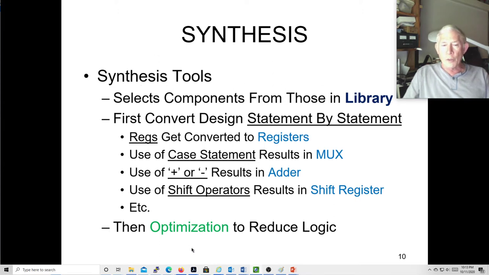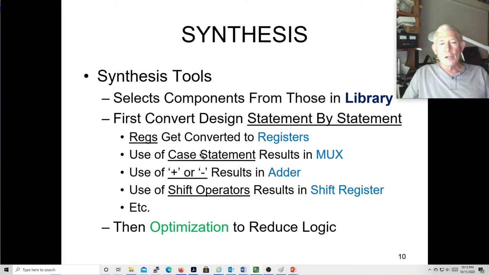So, going through the steps. The first step is to convert the design statement by statement. And here are some of the conversions that happen. All your registers get converted to registers. Your case statements turn into multiplexers. Anytime you have a plus or a minus, you have to have an adder. Anytime you're shifting things, you have a shift register.